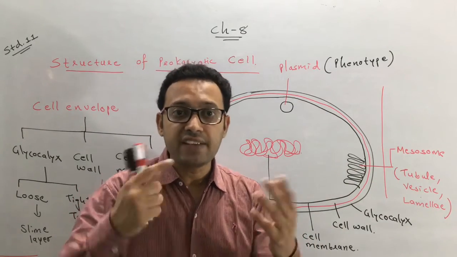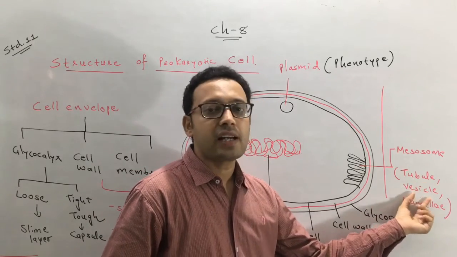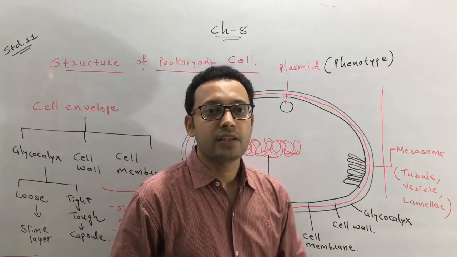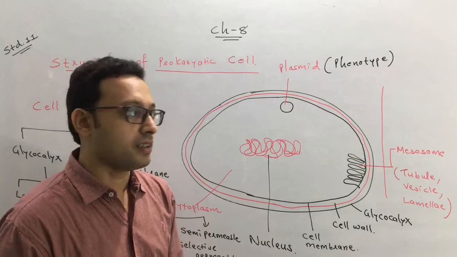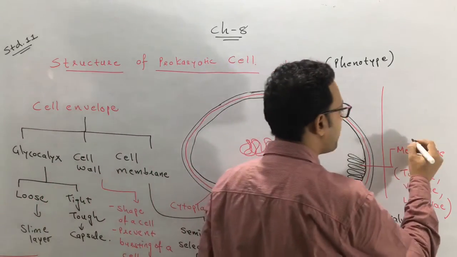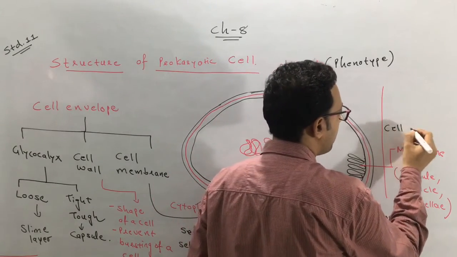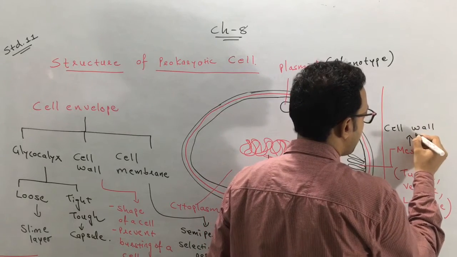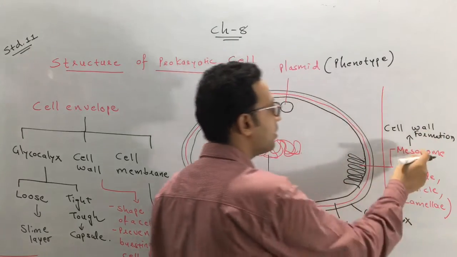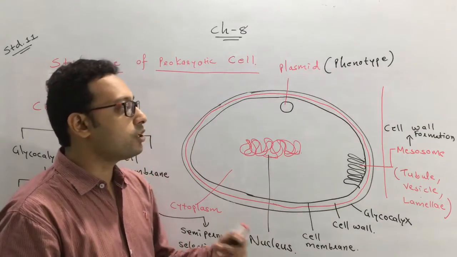So this infolding may be of different shapes. It may be tube-like, called a tubule; it may be bag-like, called a vesicle; or it may be a flat structure called a lamella. In any form it may occur, and this mesosome has important functions. What are the important functions of this mesosome? It is responsible for cell wall formation. This is the most important function. Through this mesosome, its outer layer, the cell wall, is going to be formed.